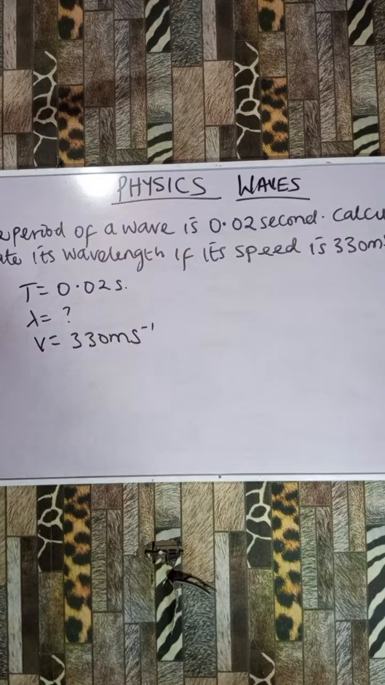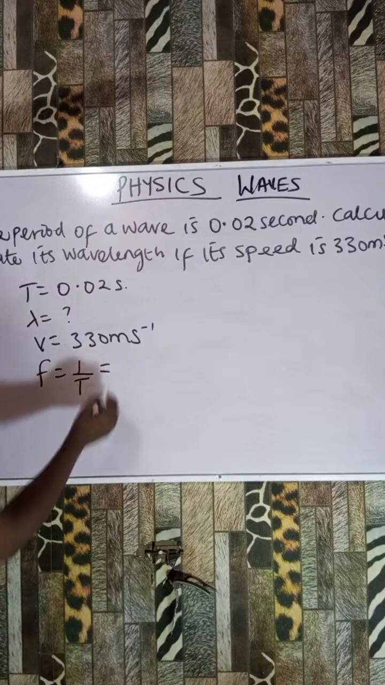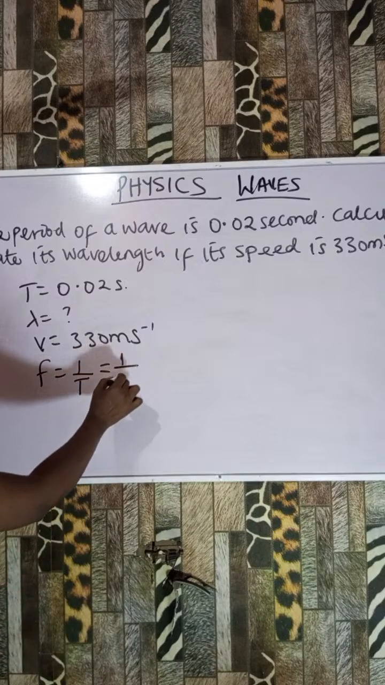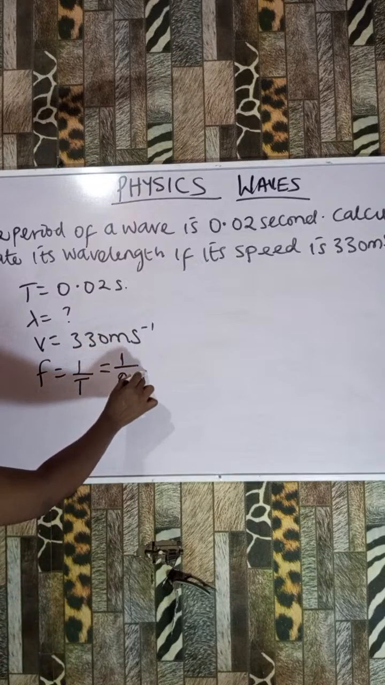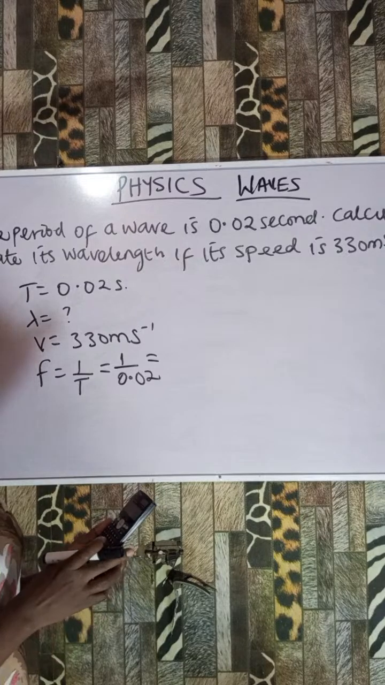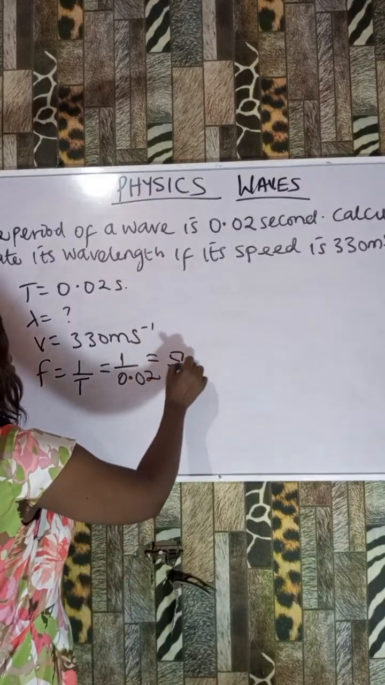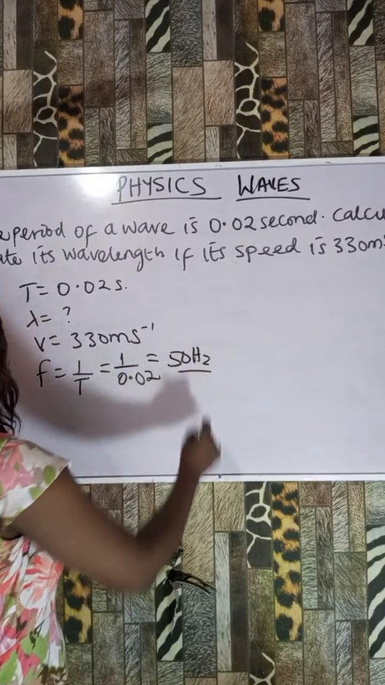So what you're going to do now is to get our frequency, knowing that frequency is 1 over the period. So you're going to say 1 over 0.02. Okay? Now let's see what we'll have. Our calculator is going to give us 50. Now this is 50 Hz, right?